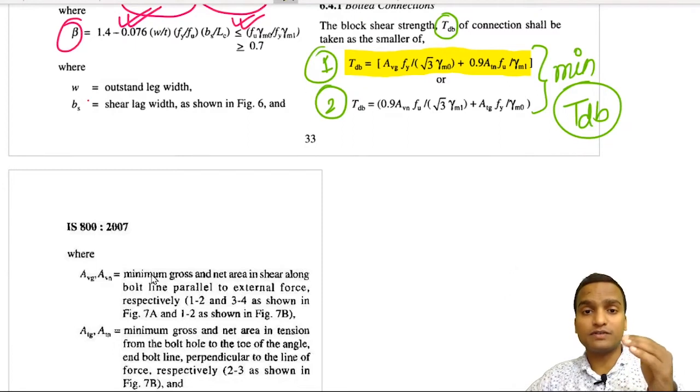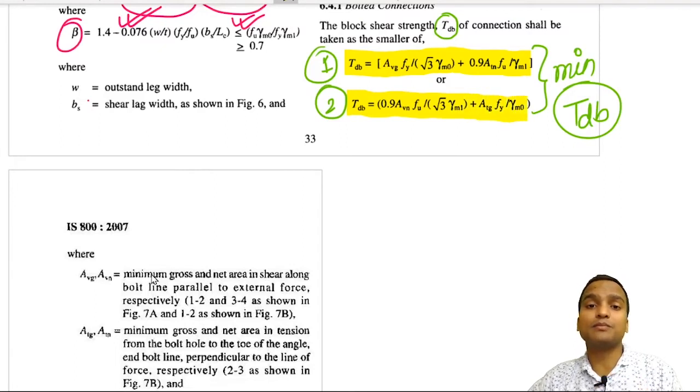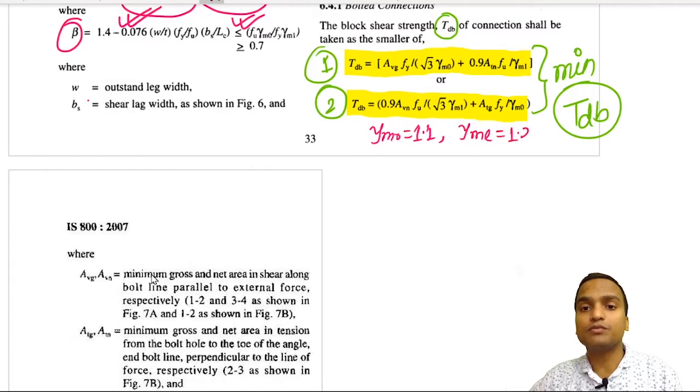And similar to the first formula, the second formula is a reverse, and it is equal to 0.9 AVN Fu by root 3 gamma ml plus ATG Fy by gamma mo. So here are 4 areas that we have to calculate, and we know most of the notations here. Fy is the yield stress, and gamma mo is, as usual, 1.1, and Fu is the ultimate stress, and here gamma ml is equal to 1.25.